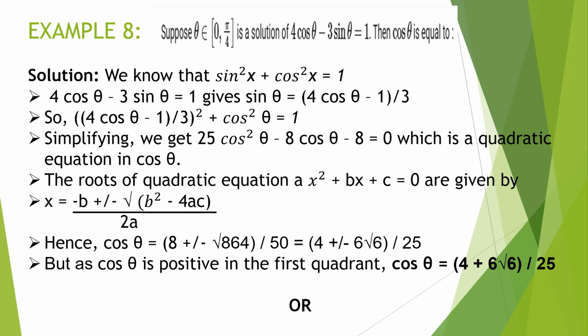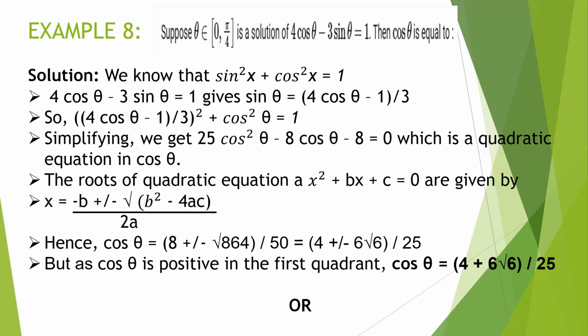We are doing different types of examples which were asked in JEE. Next example, suppose theta belongs to 0 to pi by 4 and theta is a solution of the equation 4 cos theta minus 3 sin theta equal to 1. Then find the value of cos theta. So now we have cos and sin given, so we'll use the identity sin square plus cos square is equal to 1.